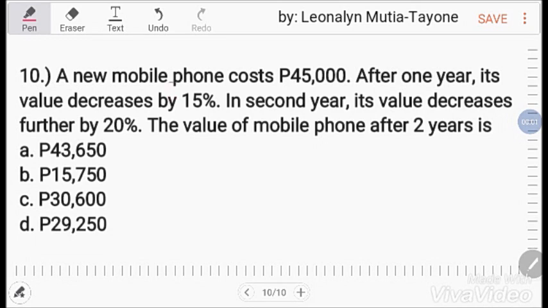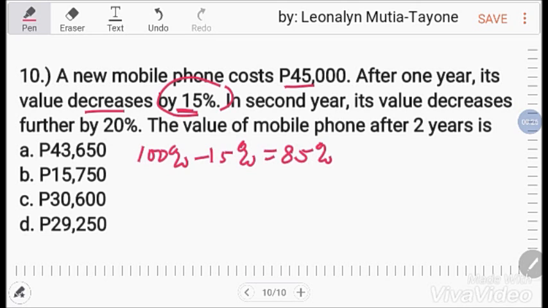Number 10. A new mobile phone cost 45,000 pesos. After 1 year, its value decreases 15%. In second year, its value decreases further by 20%. The value of mobile phone after 2 years is? 15% nag-decrease. That means 100% minus 15% equals 85% ang natira. So, 45,000 times 0.85, and that is 38,250. I will show you the solution later.